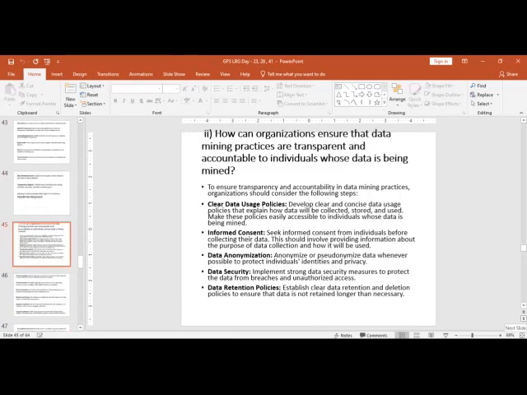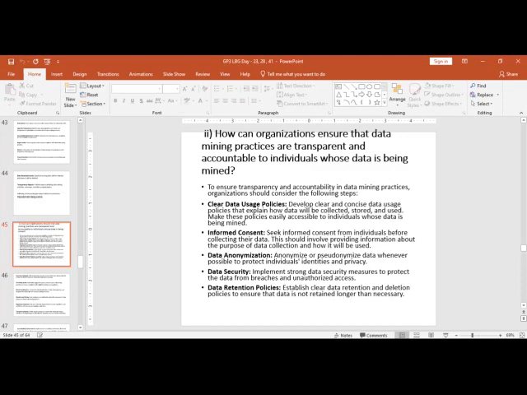How can organizations ensure that data mining practices are transparent and accountable to individuals whose data is being mined? To ensure transparency and accountability in data mining practices, organizations should consider the following steps. You have clear data usage policies. Develop clear and concise data usage policies that explain how data will be collected, stored, and used. These policies should be easily accessible to individuals whose data is being mined.